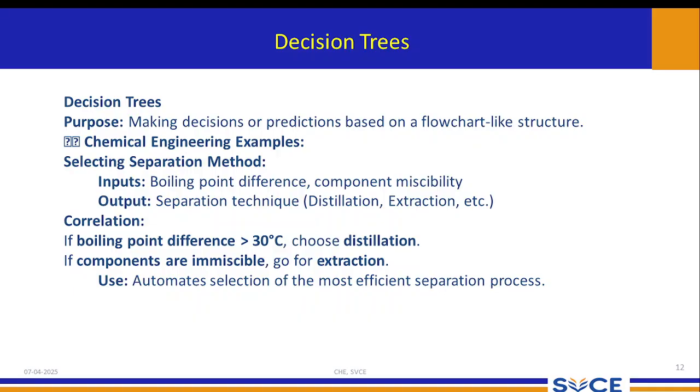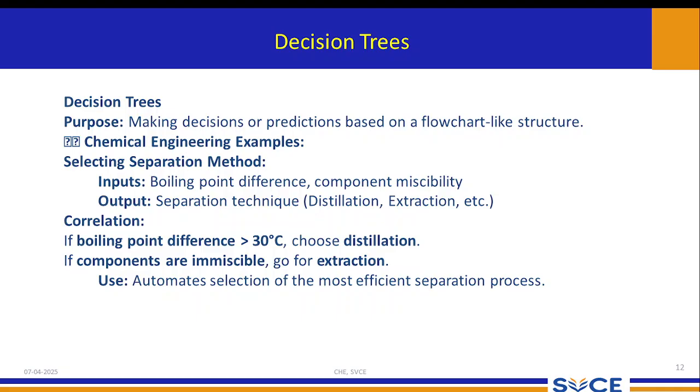So if the boiling point difference is not greater than 30 degrees, is less than 30 degrees, what is the decision supposed to be? If the components are immiscible, then we can go for extraction. You can see here how it has been correlated. The inputs are boiling point difference and component miscibility. If it is greater than 30, distillation. If it is not greater than 30, obviously we can go for some other separation technique. If it is immiscible, then we can go for extraction. If it is miscible, then we need to go for a different type of separation technique. So it is a flow charting option.